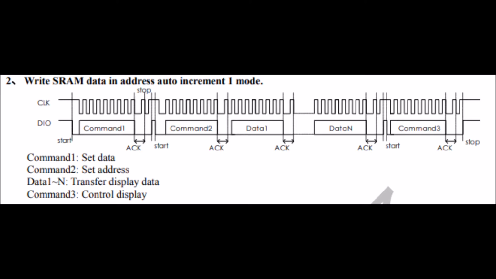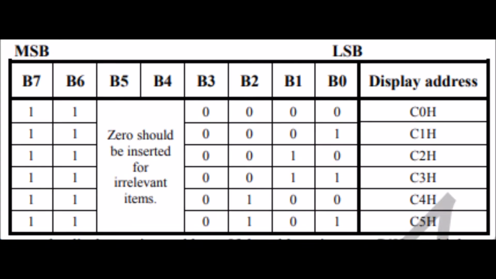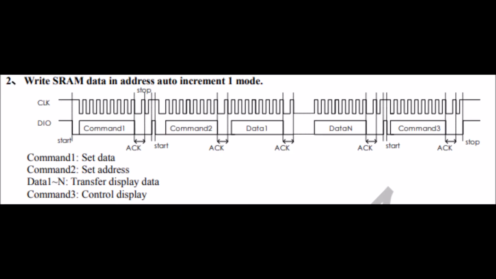After we start the data transfer, we are faced with command 1. Command 1 handles setting the mode of this data transfer. We are going to write hex value 40 to signal that we are writing data to the display register. After that, we break, which is just a stop followed by a start. Next we have command 2, which corresponds to the address you want to write to. C0 is the first address, and since we are auto-incrementing, we will start there and just increment to the end. Thus we write C0 as this second command's value.